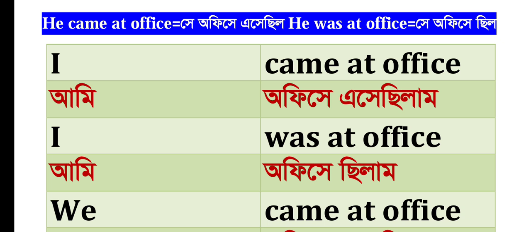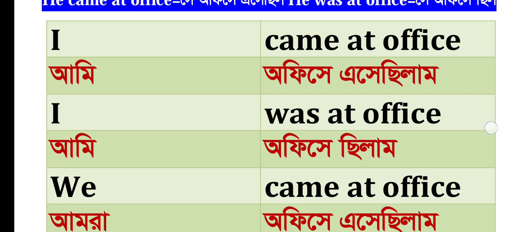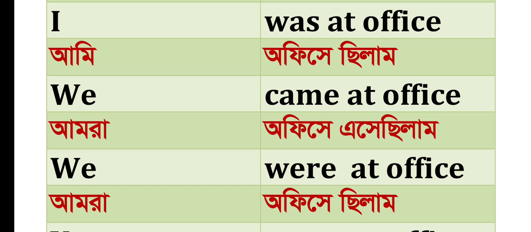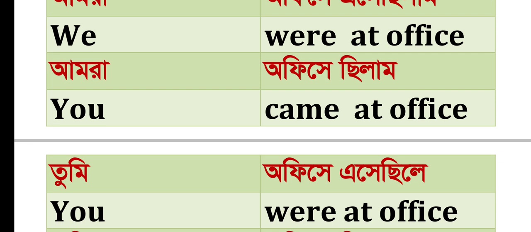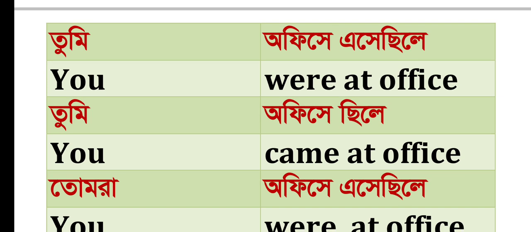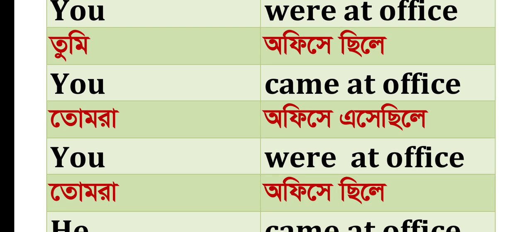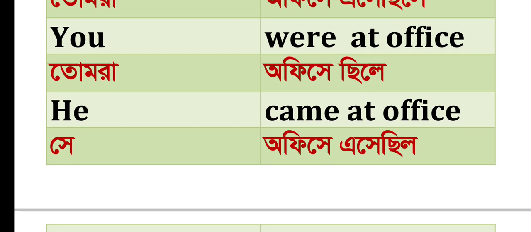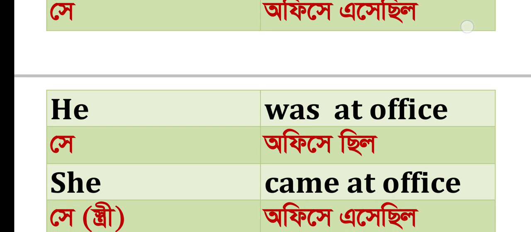Such as, I read this lesson, how will you read? I came at office, আমি অফিসে এসেছিলাম. I was at office, আমি অফিসে ছিলাম. We came at office, আমরা অফিসে এসেছিলাম. We were at office, আমরা অফিসে ছিলাম. You came at office, তুমি অফিসে এসেছিলে. You were at office, তুমি অফিসে ছিলে. You came at office, তোমরা অফিসে এসেছিলে. You were at office, তোমরা অফিসে ছিলে. He came at office, সে অফিসে এসেছিল. He was at office, সে অফিসে ছিল.